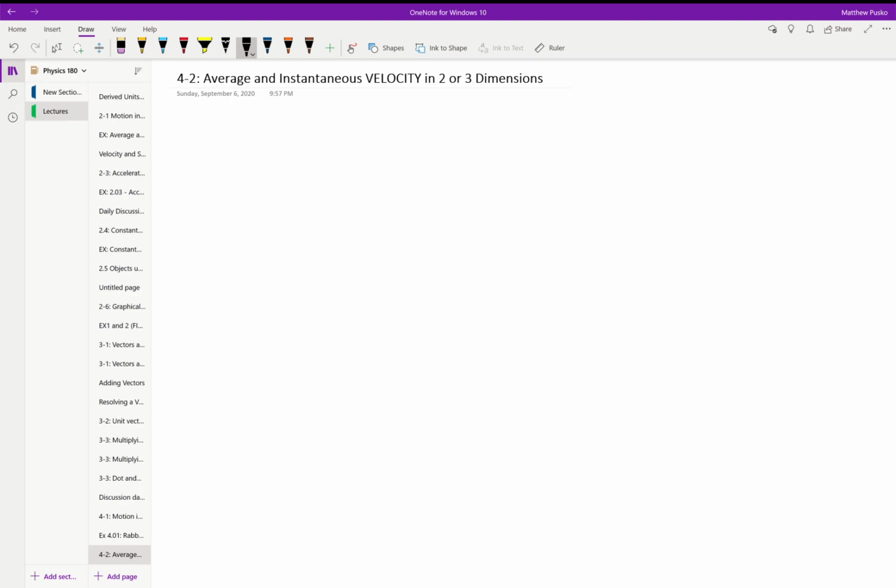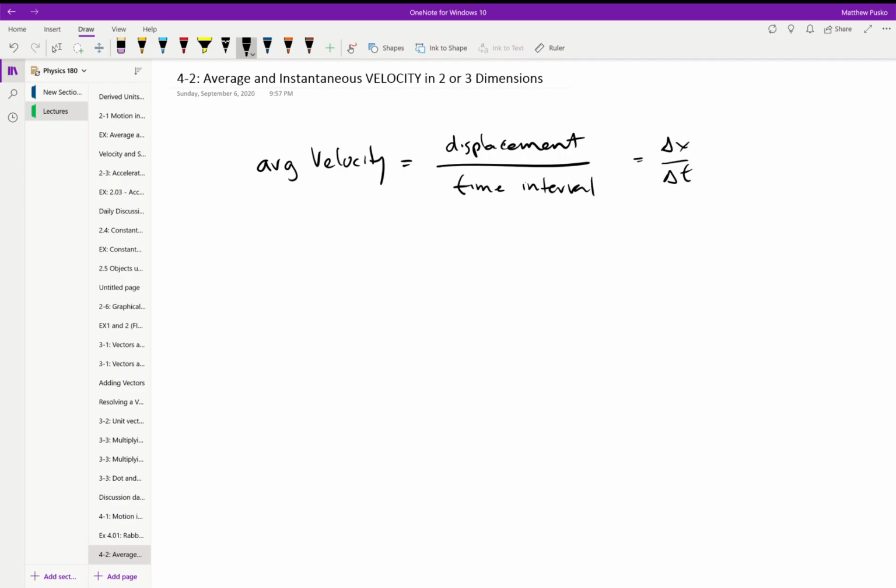Okay, let's talk about velocity now. If we remember, we had a definition for average velocity, and we said that was equal to the total displacement over the time interval. And we've seen this as maybe delta x over delta t before, and that gives us an average velocity. We need to know a final position, an initial position, and the change in time, or t final minus t initial.